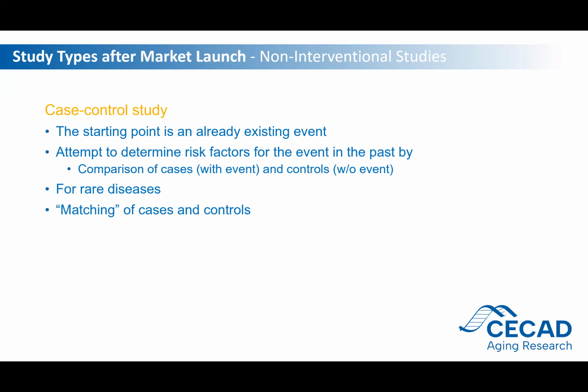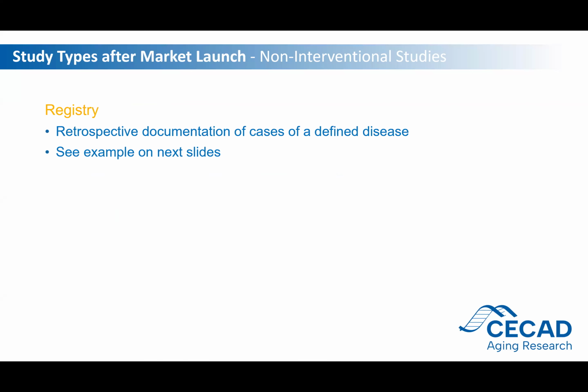And this is mostly used for rare diseases because we don't have that huge pool of possible study participants because it's a rare disease. So it may be very helpful to just look at the individual cases and go from the event back to the factors that led to this event happening. So in sum, it's matching the cases and the controls, which is very important here to have the proper comparison to draw proper conclusions.